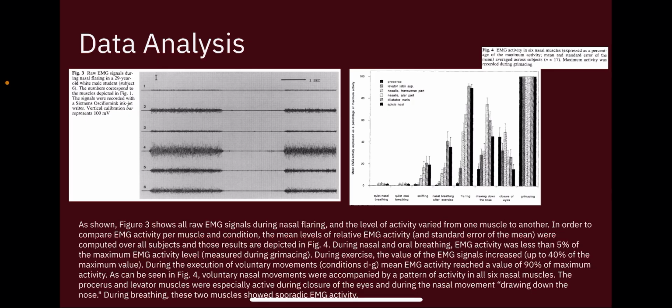And then these figures also break down these readings. Figure 3 shows all raw EMG signals during nasal flaring, and the level of activity varied from one muscle to another. And then the means of the relative EMG activity were computed over all the subjects, and those results were depicted in Figure 4. As seen in Figure 4, voluntary nasal movements were accompanied by a pattern of activity in all 6 muscles. And then during breathing, those 2 muscles specified were showing sporadic EMG activity.